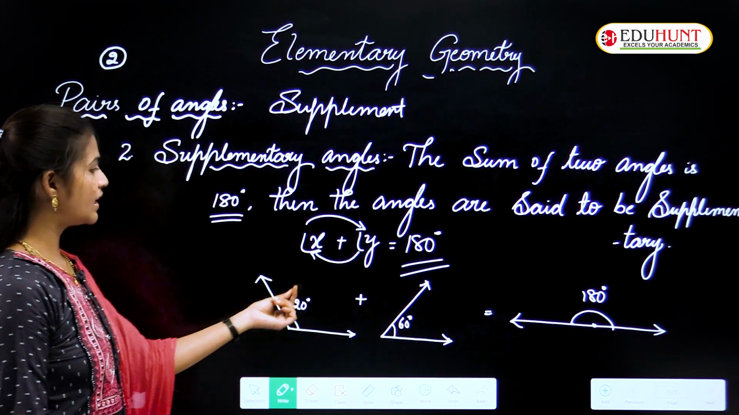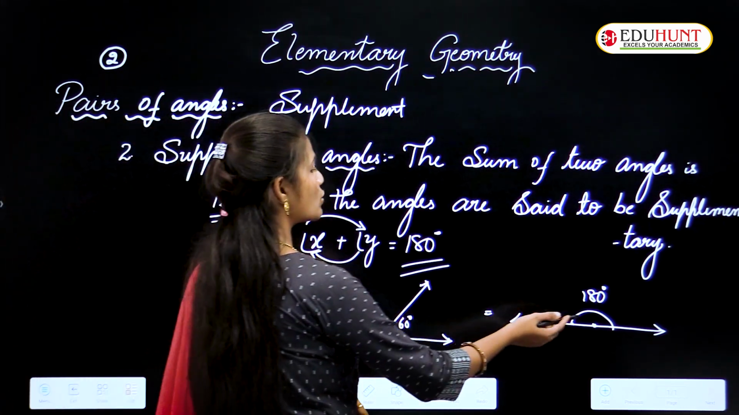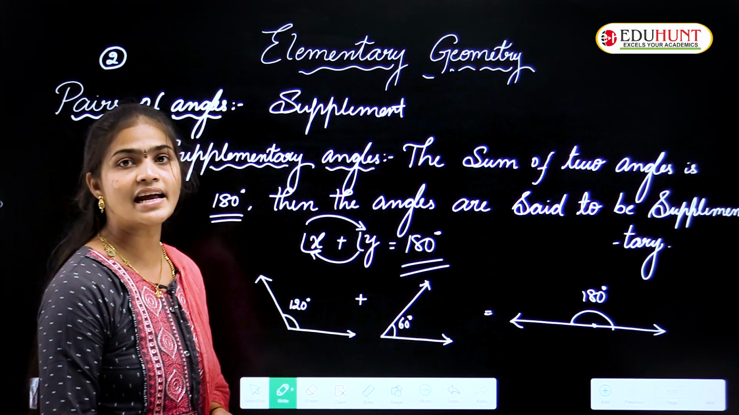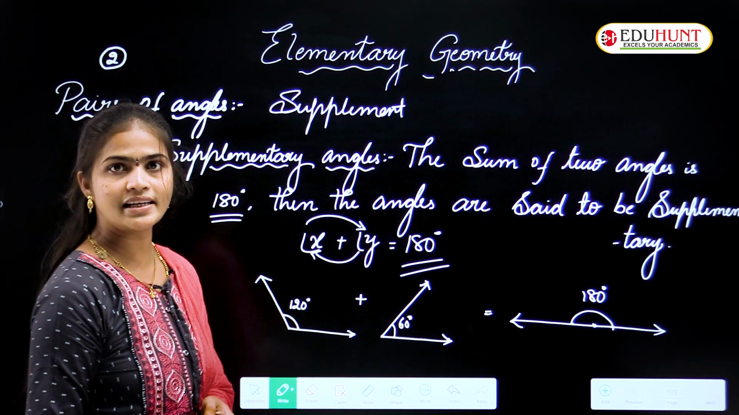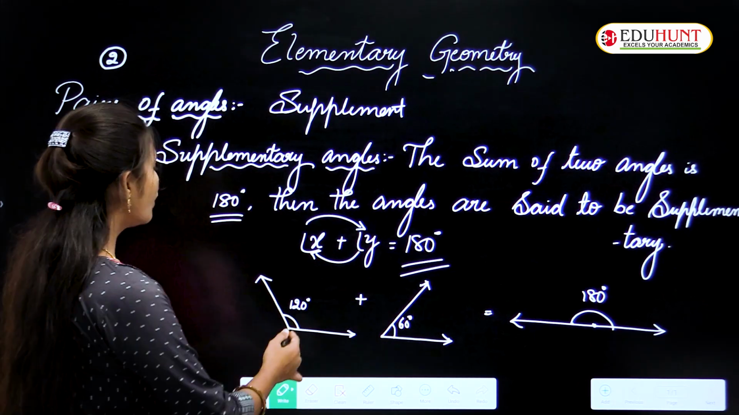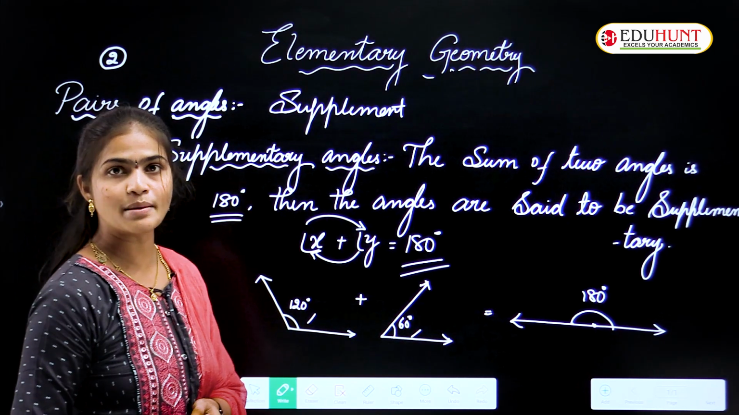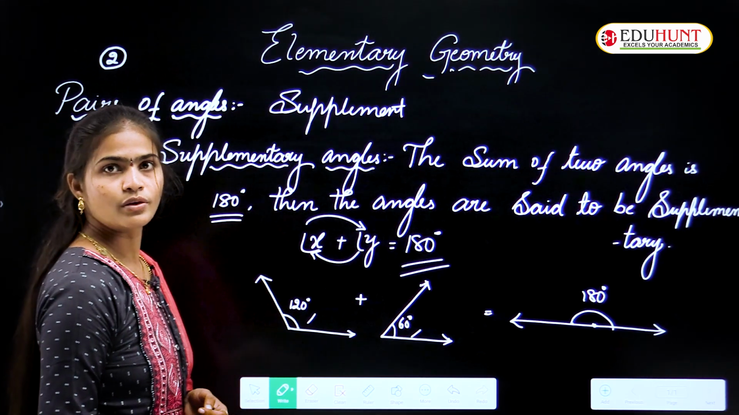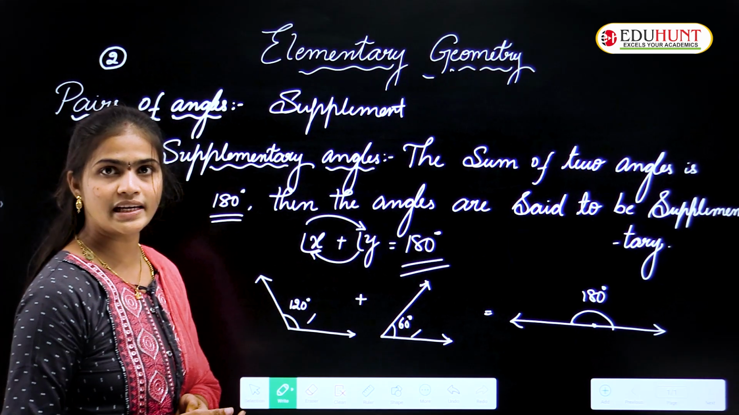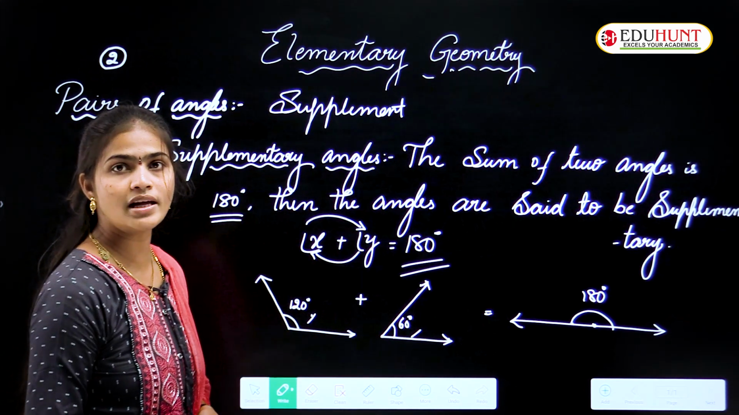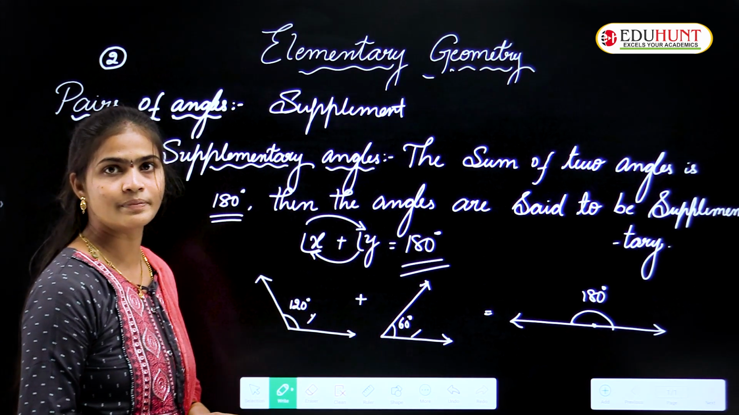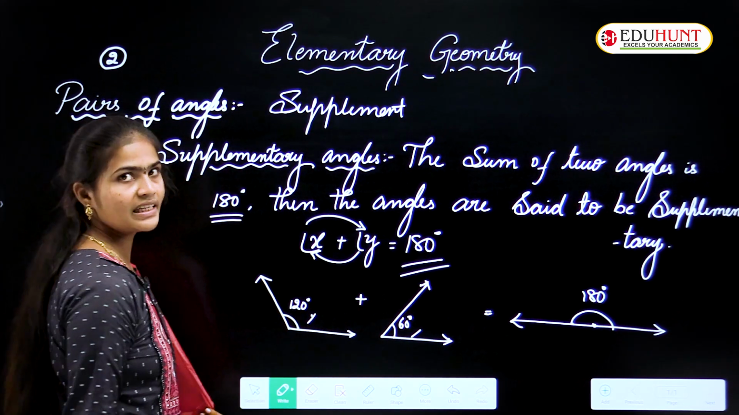120 degrees plus 60 degrees equals 180 degrees, which is nothing but a straight angle. So the sum of these two angles forms 180 degrees. Shall we call 120 degrees and 60 degrees supplementary angles? Yes. Why? Because the sum is equal to 180. That's why those two are supplementary angles, and supplements to each other.